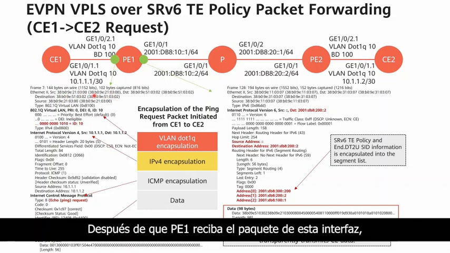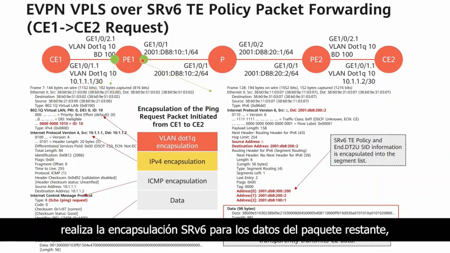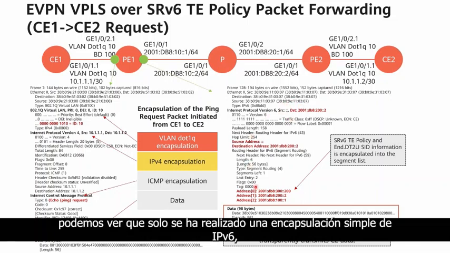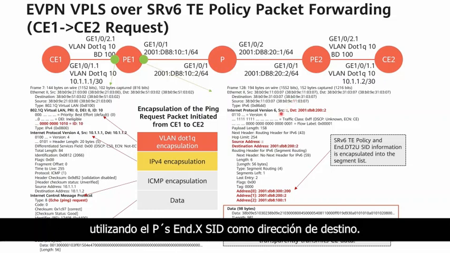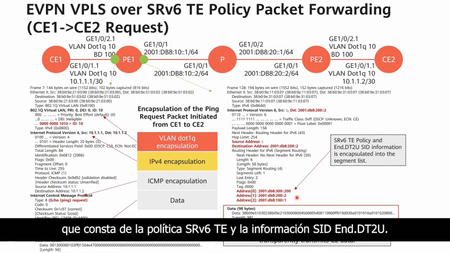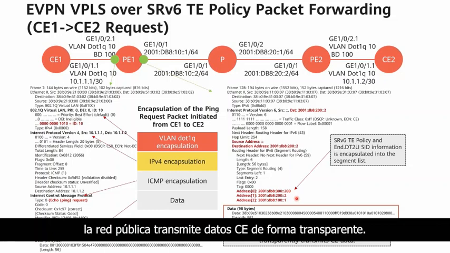After P1 receives the packet from this interface, it removes the VLAN tag, performs SRv6 encapsulation for the remaining packet data, and sends the packet to P2. Looking at the encapsulation of this packet, we can see that only simple IPv6 encapsulation has been performed, using the End SID as the destination address. The packet carries an SRH, which consists of the SRv6 TE policy and End.DT2U SID information. In EVPN VPLS scenarios, the public network transparently transmits CE data.